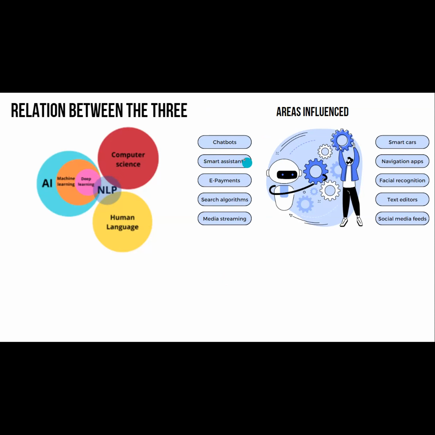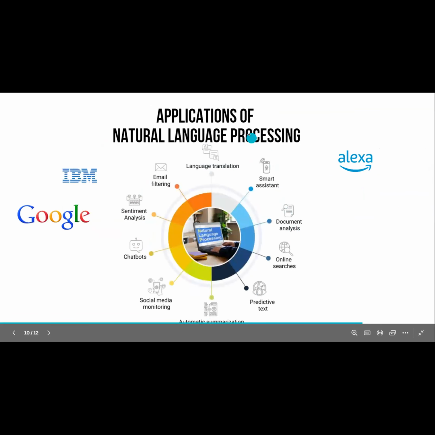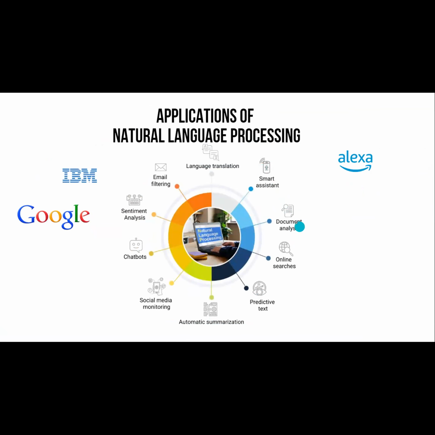Again, smart assistants, we have our Alexa, Google Assistant, e-payments, searching algorithms, media streaming. Everything involves AI, ML, and NLP. So these are the areas, the applications of natural language processing. Smart assistant, document analysis. I would like to bring you the example of Google.